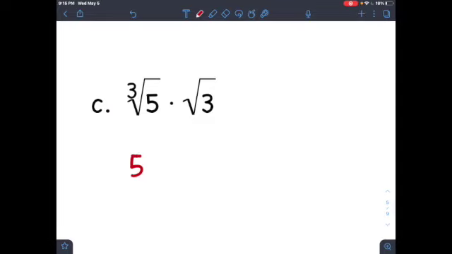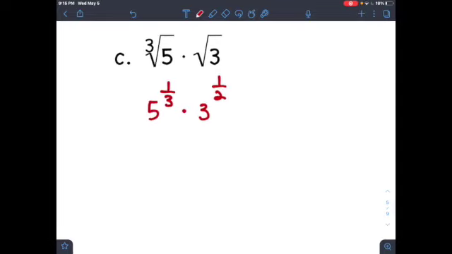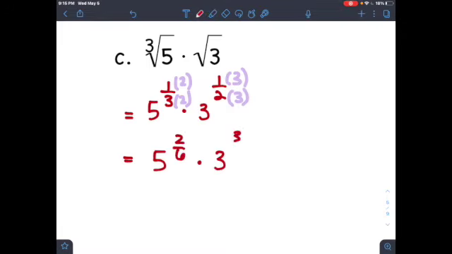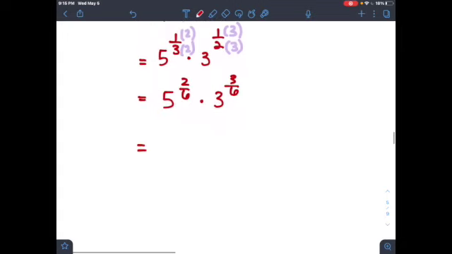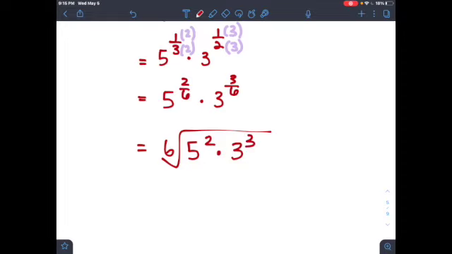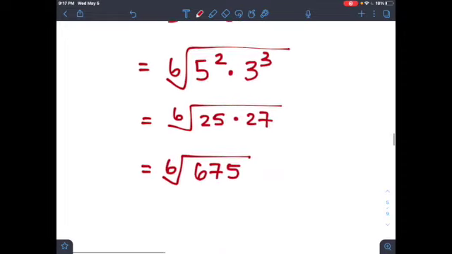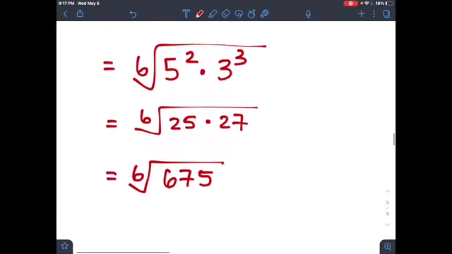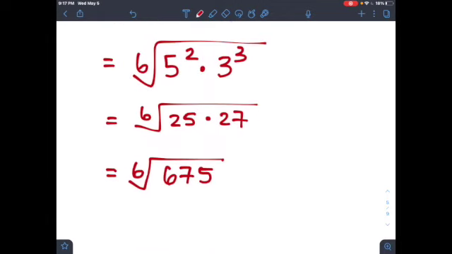So that's 5 to the 1/3 times 3 to the 1/2. Common denominator again, that's going to be this one times 2 and this one times 3. And that's going to give me 6th root of 5 to the 2/6 times 3 to the 3/6. And your root will be 6 on the outside, 5 to the second power times 3 to the 3rd power. And please use your calculator, figure out the answer. So the answer for letter C is going to be the 6th root of 675.